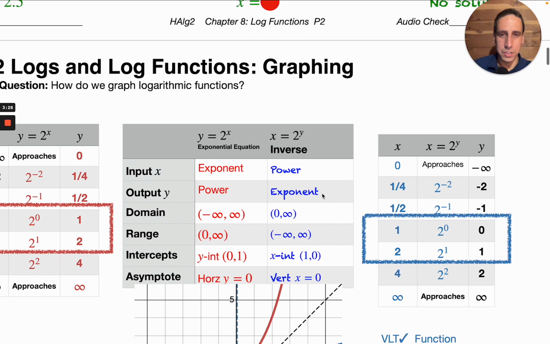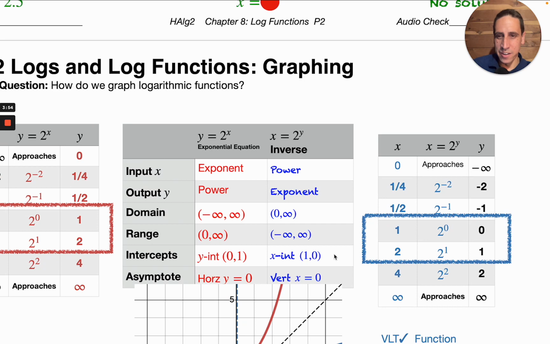Everything is switched, flipped. The domain, these x values, is going to be powers, from 0 to positive infinity. These x values will never get negative, just like the y values over here never got negative. The range is going to be from negative infinity to positive infinity.